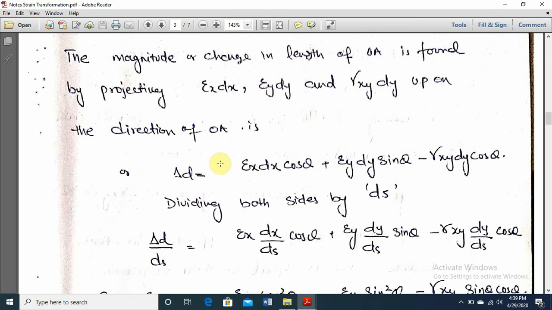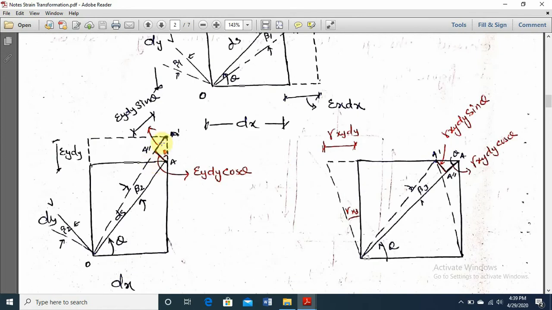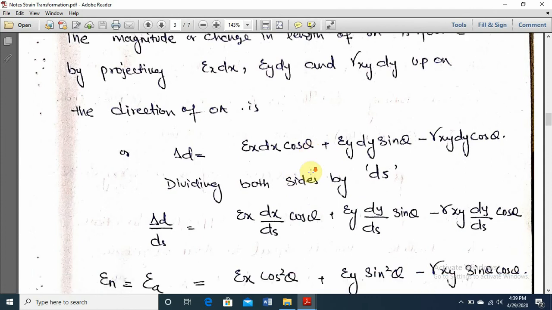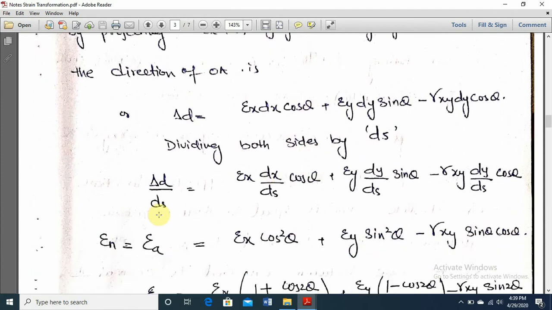So the total magnitude of change in length of OA is found by projecting this ex dx, ey dy and gamma xy dy upon the direction of OA. So delta d will be equal to what? Ex dx cos theta. We will add all those components which are in the direction of OA. So ex dx cos theta plus ey dy sin theta minus gamma xy dy cos theta. Now divide both these sides with the inclined dimension ds, delta d by delta s. This will give you actually the value of strain: ex dx by ds cos theta plus ey dy by ds sin theta minus gamma xy dy by ds cos theta.